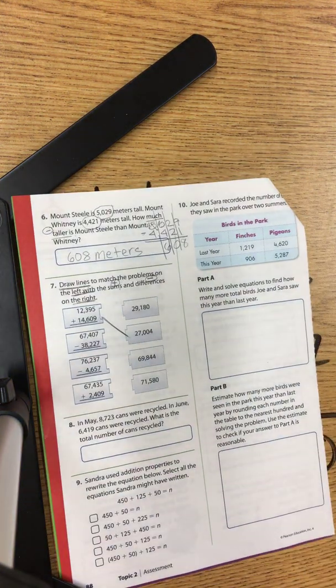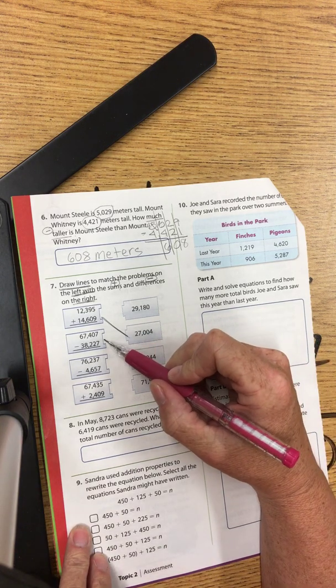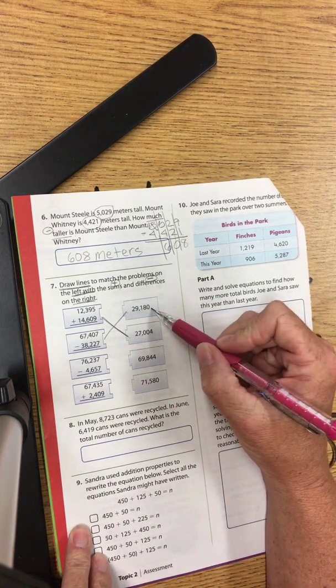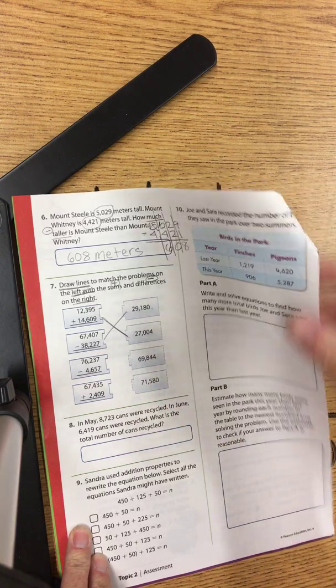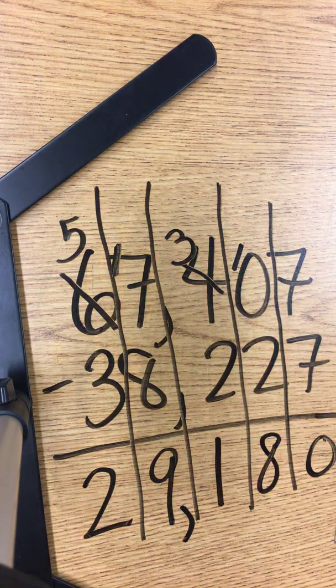29,180. So again, I'm going to find 29,180, which is my top one. That's my difference for this one. Okay, let's go to the next one.